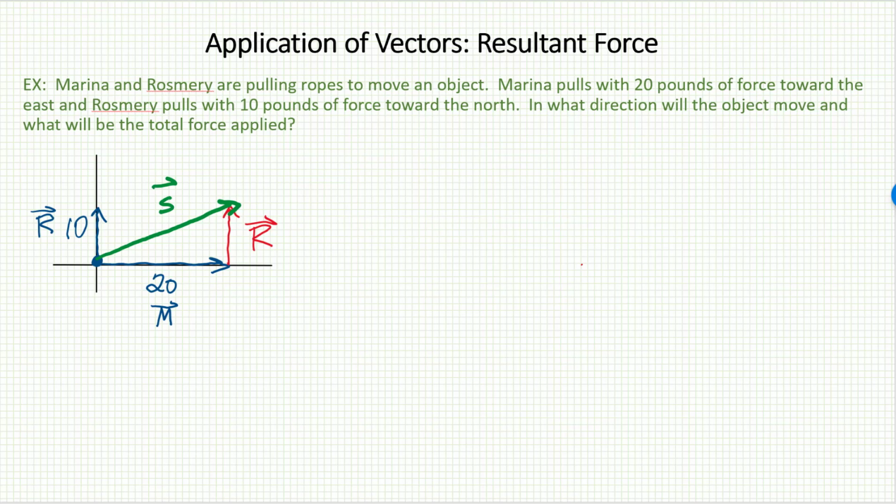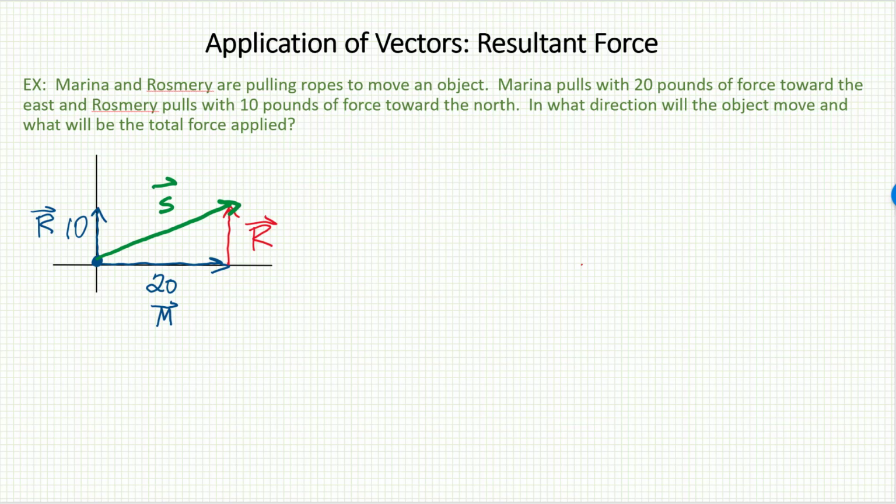How about the total force? Well, the length of that green vector will answer that question. You say, well, won't it just be 30, 20 plus 10? If they were pulling in the same direction, sure, they'd be using 30 pounds of force, but they're pulling in two different directions, so they are slightly working against each other even as they're getting this object to move. Okay, well, how are we going to answer the questions?